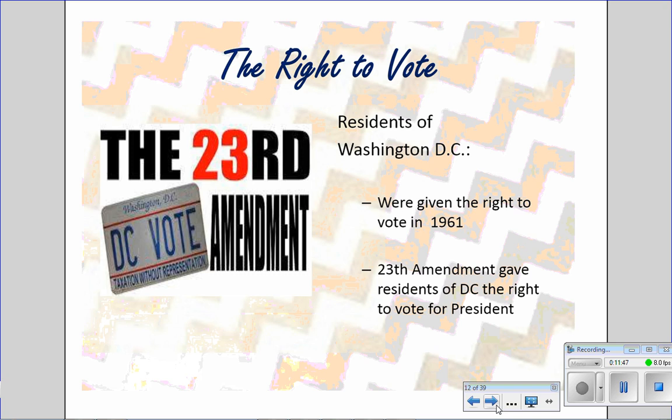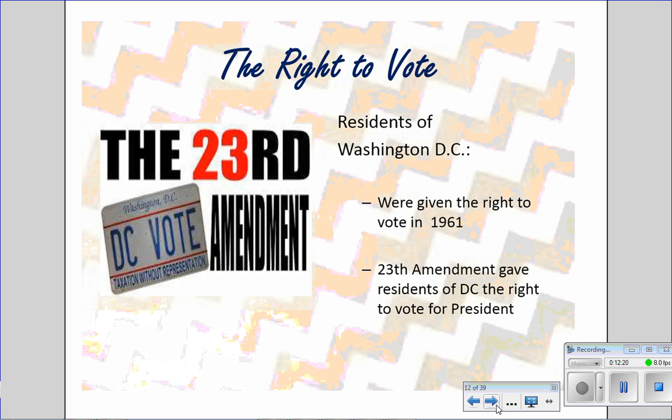Another group, you guys may not know about this, but if you lived in Washington, D.C., you were not allowed to vote until 1961. The Founding Fathers kind of thought that those people would be too close to Congress, maybe too influential in government, and so they decided that they shouldn't be able to vote because they might have too much influence. But finally, they were given the right in 1961. The 23rd Amendment gave residents of D.C. the right to vote for president.